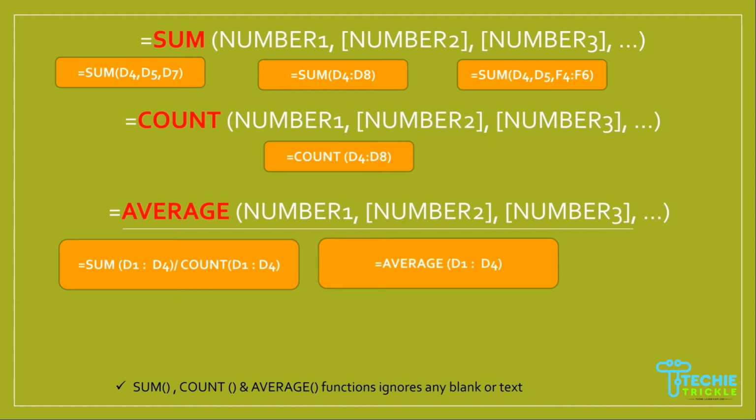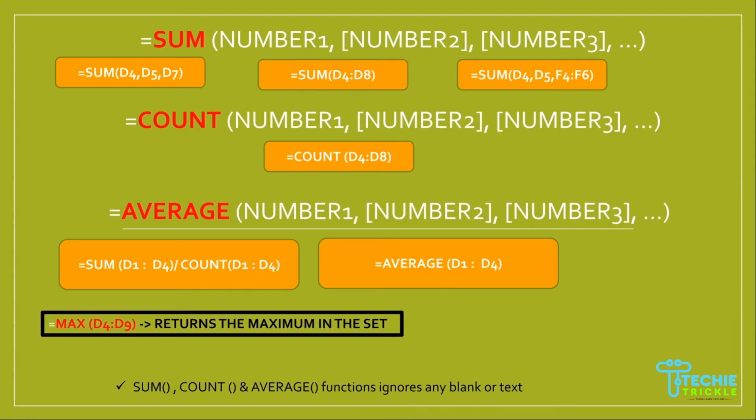So stick with me. The other function that we have here is the max. That is the fourth function that we're going to talk about. What is max? Max returns the maximum in a given set. So if you have the set from D4 to D9, it will give you the maximum out of it. And the last function that we have here is the minimum, and that is min. So min will again return the minimum out of that particular set. So enough of these theories.